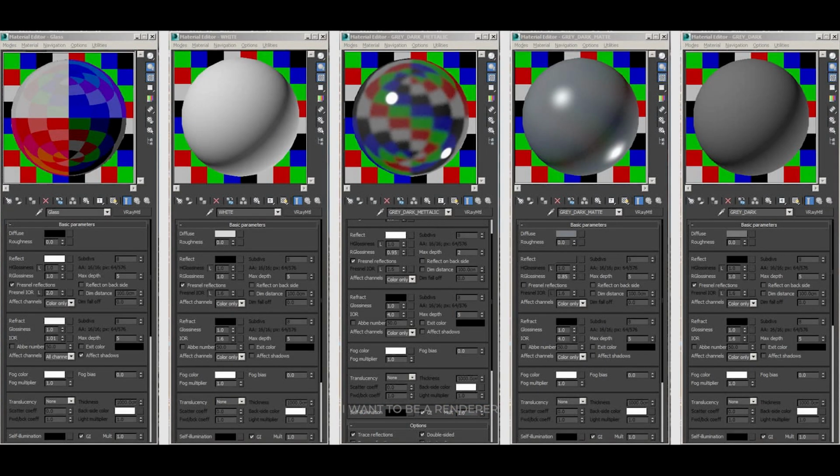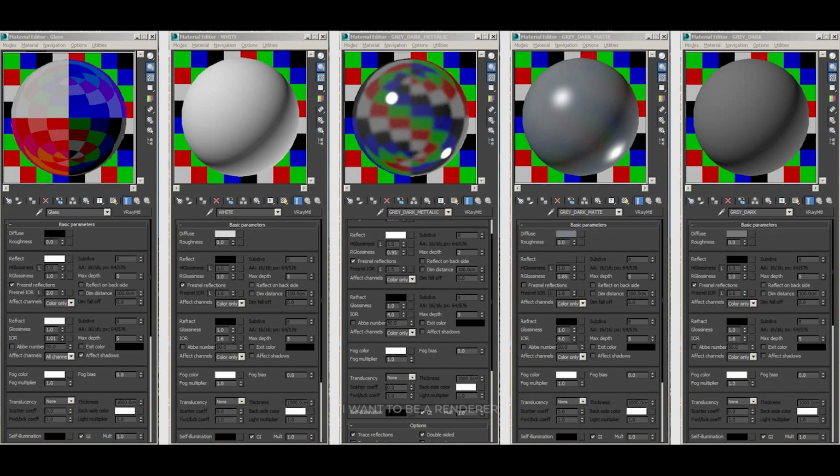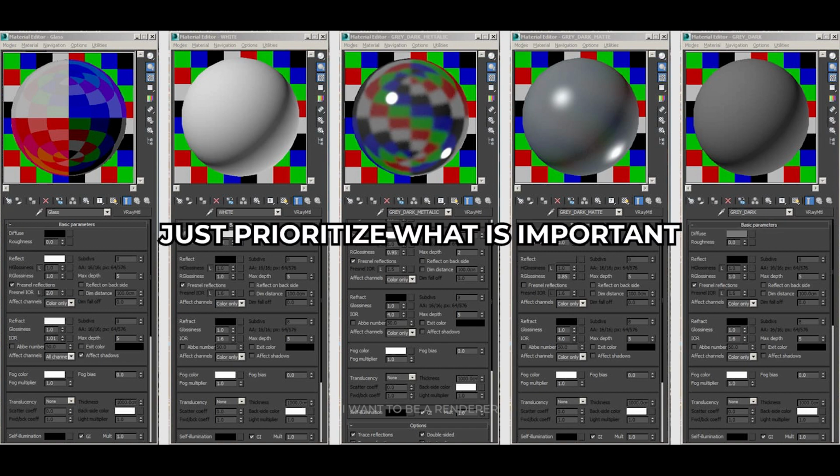We are looking at the main materials they used for this project. No additional textures or composite materials were used. With this point of view and scale, they were not going to be appreciated. You don't always have to use composite textures and maps. Every project has a different approach. Just prioritize what is important.